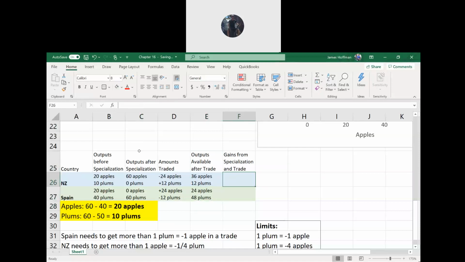Okay, then finally, what is the total gain from specialization and trade compared to the original output before specialization? So how is this better than this for both goods for both countries? So New Zealand started with 20 apples. They now have 36 apples, so they gained 16. All right, and then they started with 10 plums. Now, after the specialization and trade, they have 12, so they gained 2 plums.